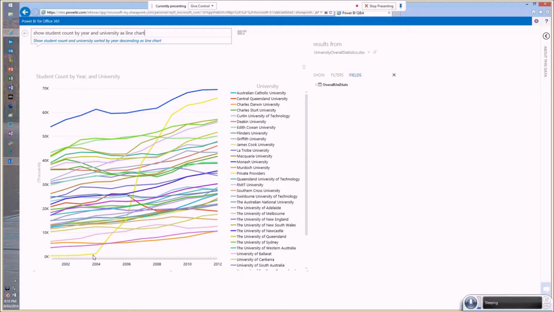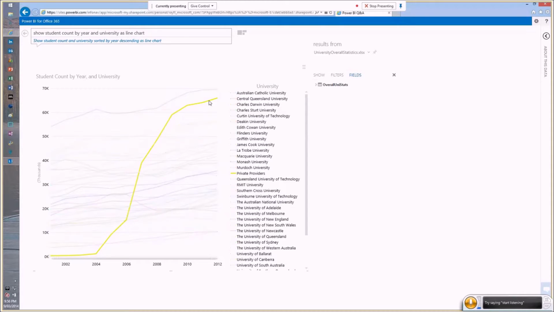Because if you look along here, what happens is in 2004, the number of private universities students start to increase massively. So by 2012, we've had this huge leap as a result of the Bradley review in the number of students that are going to private providers of higher education. So there's a really good example of something stepping through using plain language queries to actually get to a point where it's interpreting my question, interpreting the right way to show me the data, and then displaying the data for me.